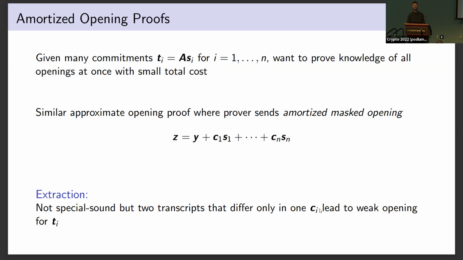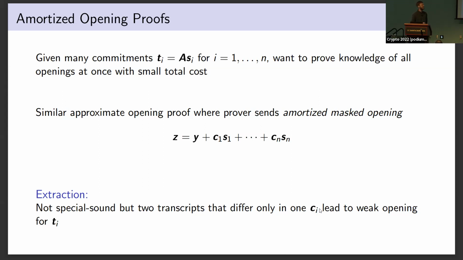The protocol for this is essentially the same as this approximate sigma protocol. The only difference is that the verifier now sends many challenges, c_1 up to c_n, and then the prover replies with what we call the amortized mask opening. So there are many s_i, and they're all linearly combined with these random challenges. And now this has nice scaling because z still has only the length of one of these s_i in dimension, but now there are many s_i in this z. So now we have basically broken the linear scaling.